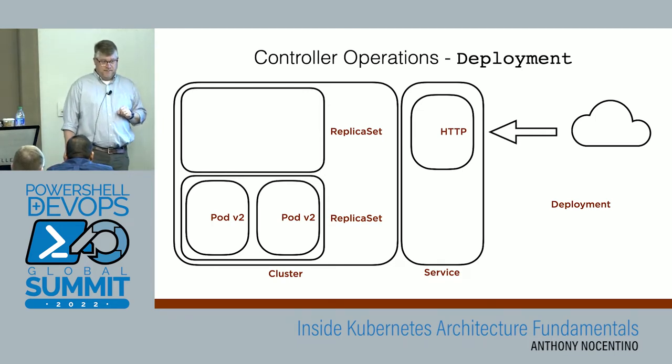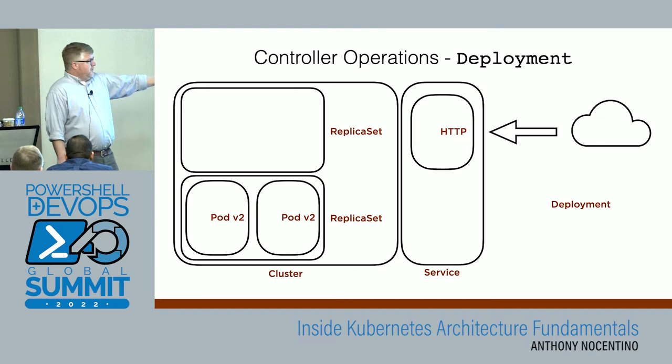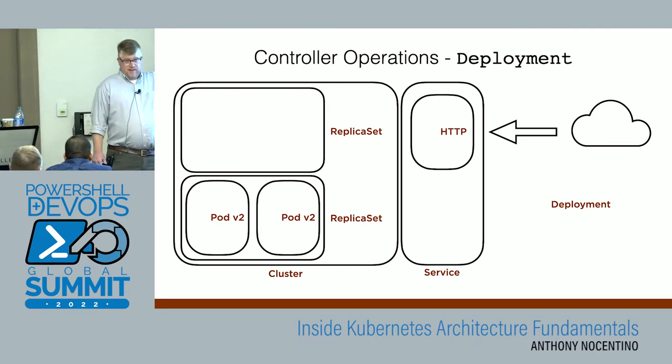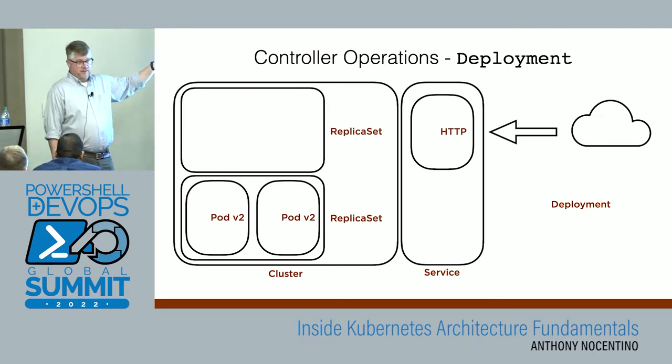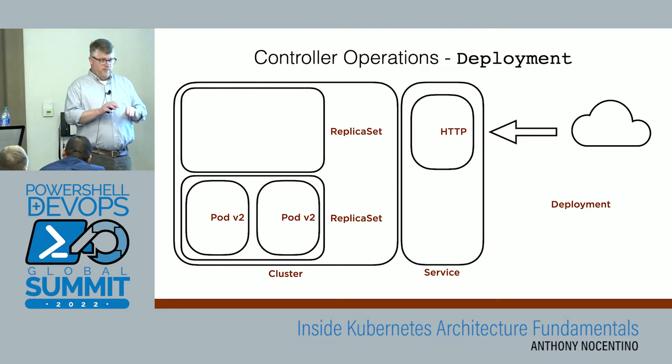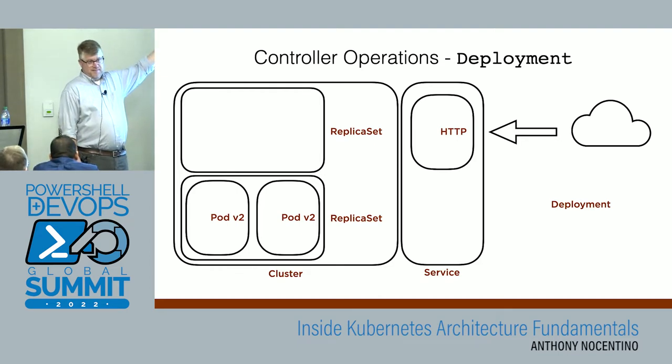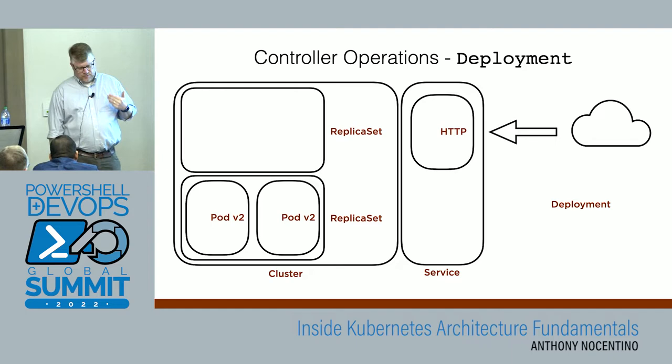That's pretty fun, right? You notice that the old replica set doesn't get deleted. I can roll back if I need to. So if something went wrong, I can do kubectl undo deployment rollback v1, and it'll roll back to v1, right? That's pretty awesome.